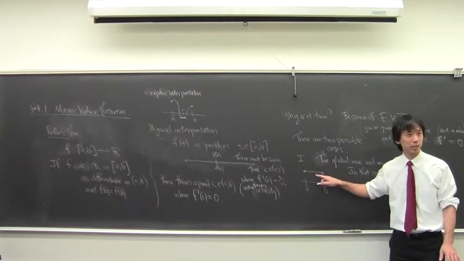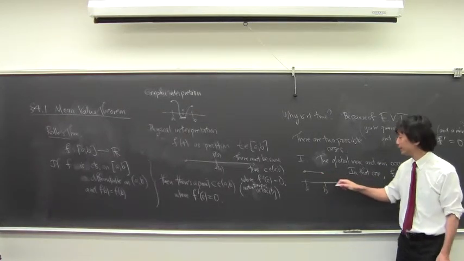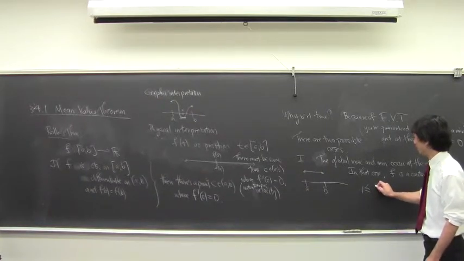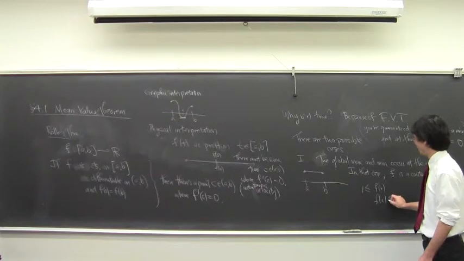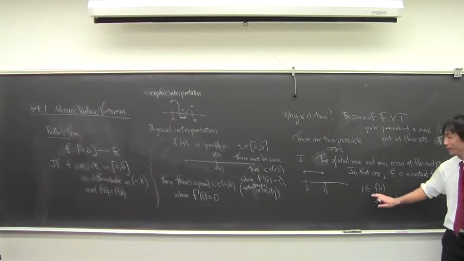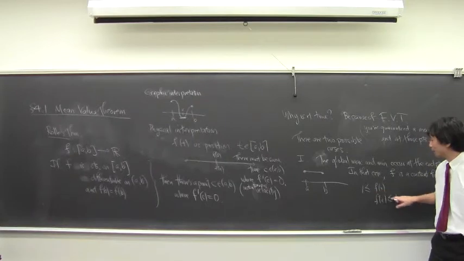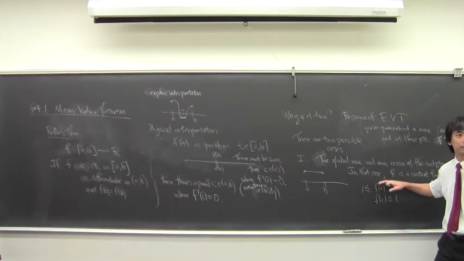Is that clear? Anybody confused on that? If I say all my values are bigger than or equal to 1, and I say all my values are less than or equal to 1, well then all my values must be equal to 1, right? So that's what we're saying here. If the maximum value and the minimum value are the same, then your function is flat.